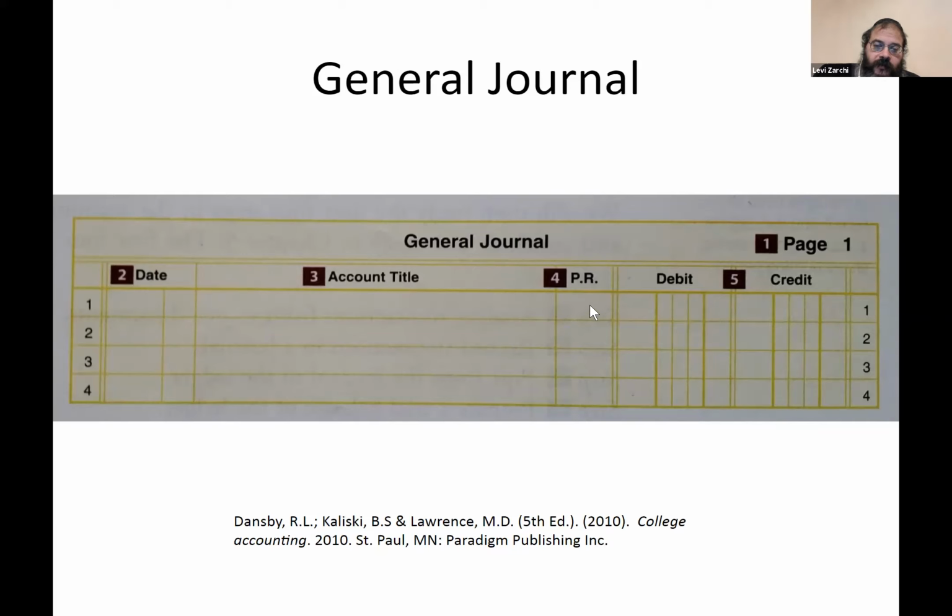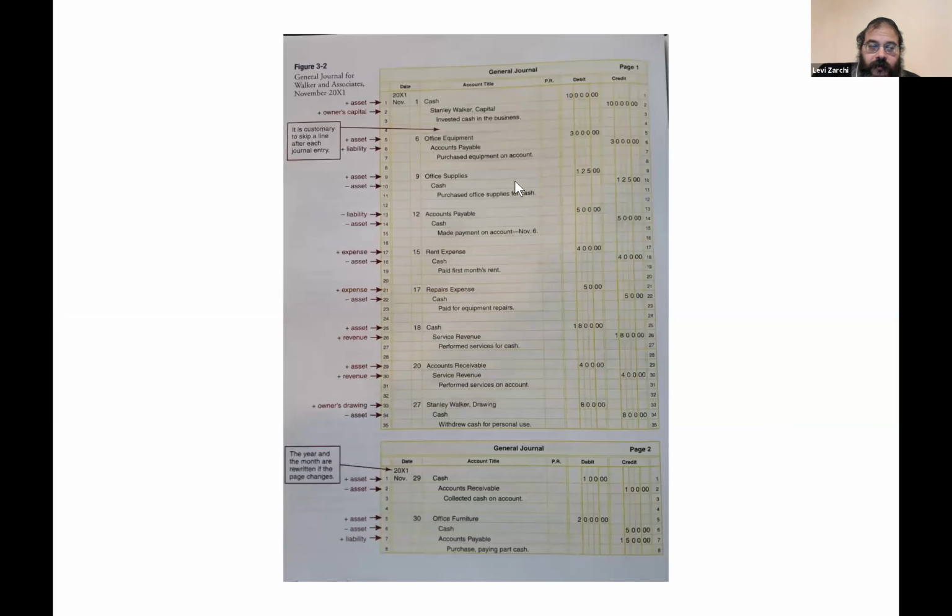If there was no checker, it means that they didn't transfer it. This is what a filled out diary would look like. You have here a general journal. For example, they would say, okay, we got cash.